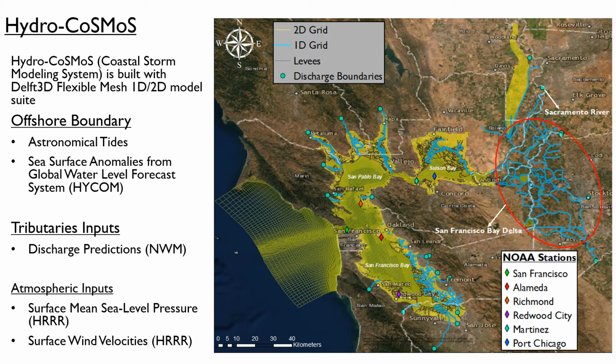Hello everyone, I'm Babak Tehranirad, and along with my colleague Herdman, we're going to introduce the Hydrocosmos Coastal Forecast System for the San Francisco Bay Area in this presentation. As Rob Cifelli mentioned in the previous presentation, this model is part of the AQPI project.